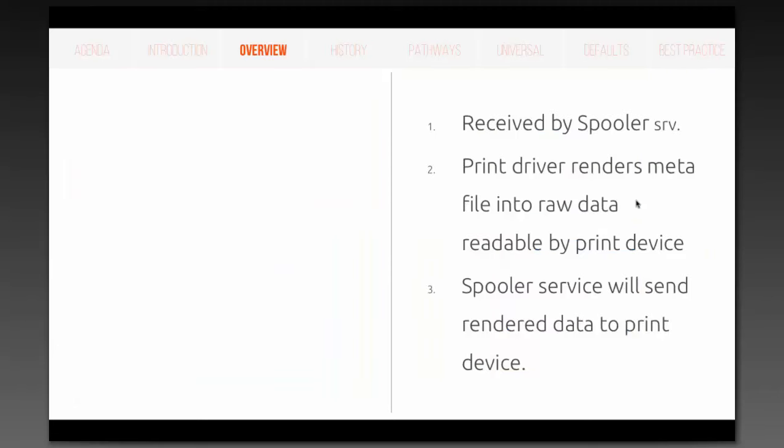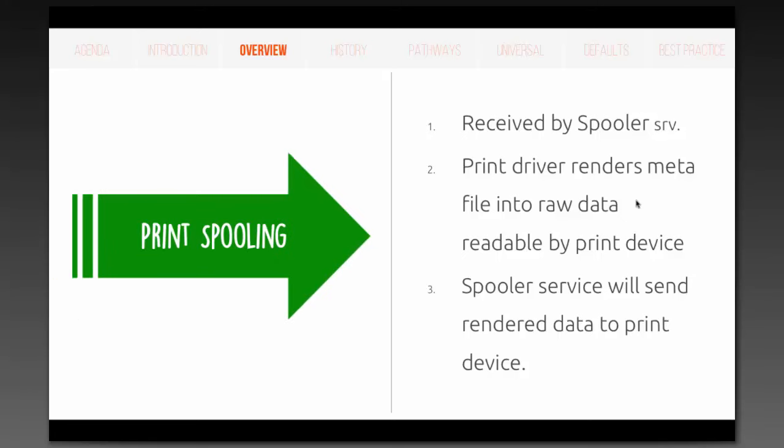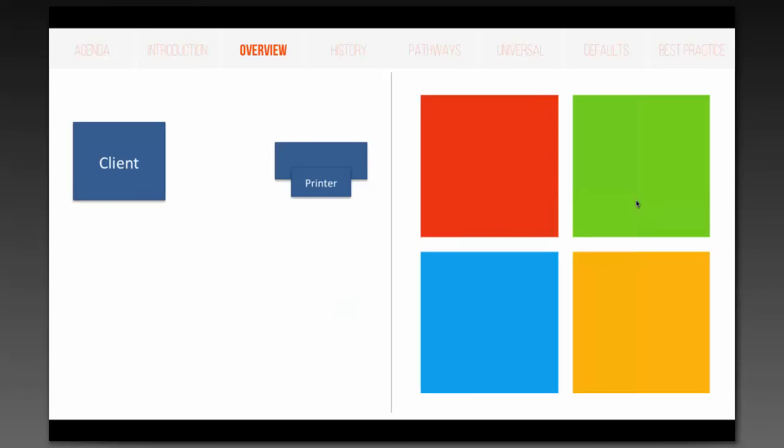If we think back two slides, where the print output is received by the spooler service, which will then be rendered by a print driver into a print job and sent back over to the spooler service and on to a printer, this is what we actually refer to as print spooling. So just so you know, if they're talking about this, it is basically what happens at a high level underneath the hood, so to speak.